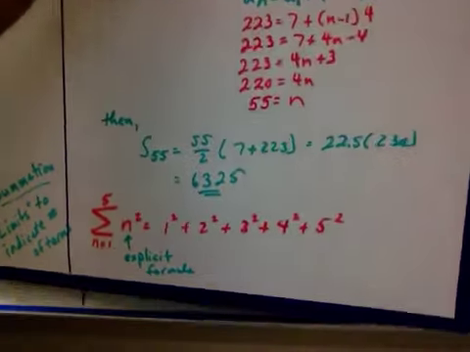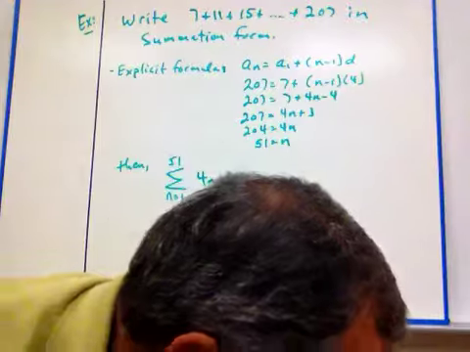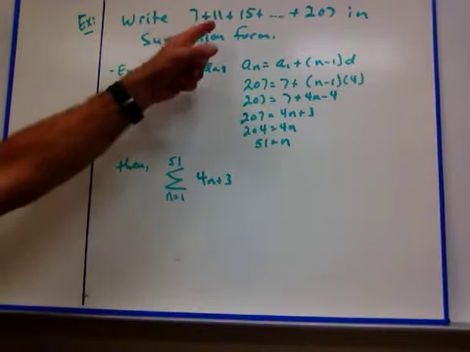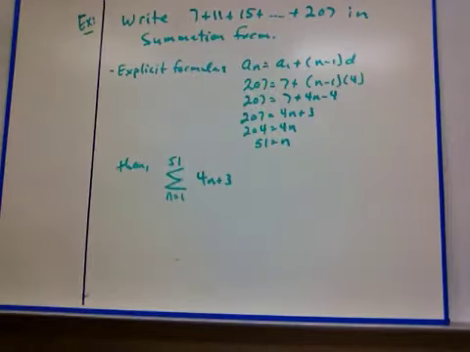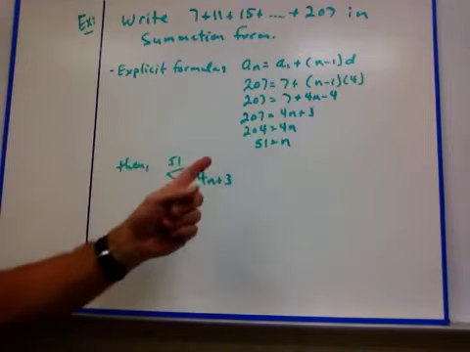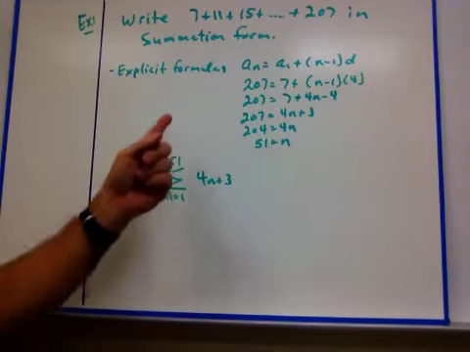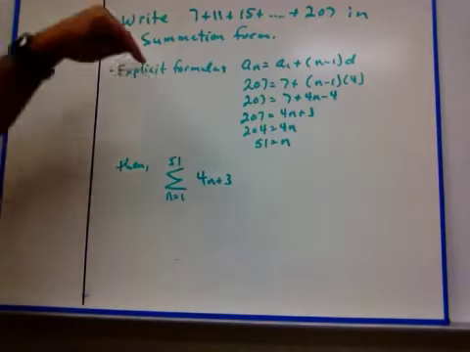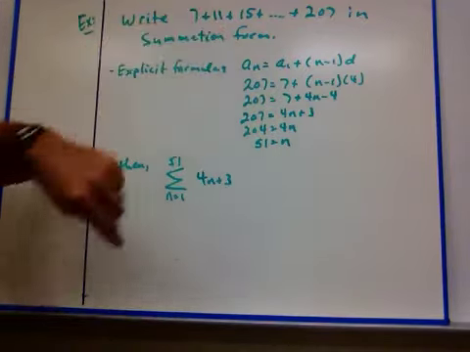Let's take a look at a last one here. Let's say we want to write 7, 11, 15 plus, all the way up to 207 in summation form. There's our sigma. We need the explicit formula right here. Where did that 4n plus 3 come from? Well, there's my explicit formula.